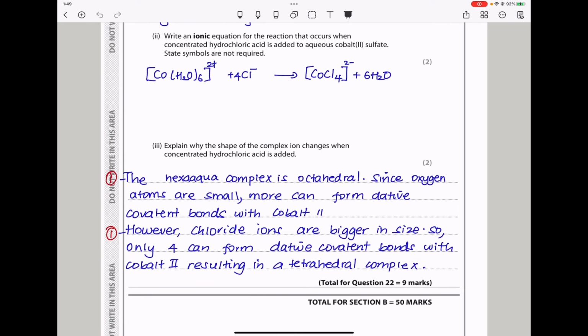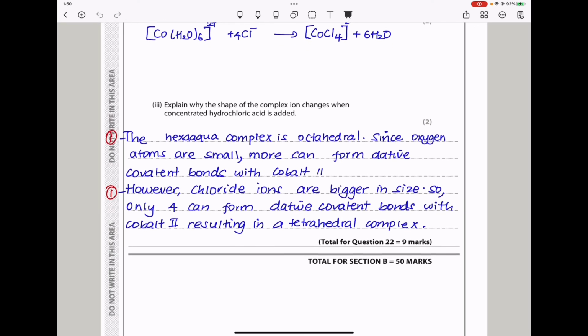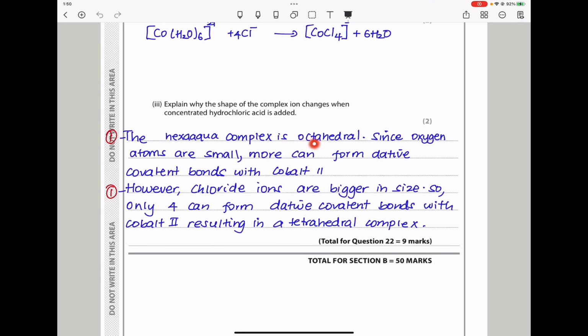Next they say, explain why the shape of the complex ion changes when concentrated hydrochloric acid is added. In the water ligand, the oxygen atom of water forms a dative covalent bond with a cobalt. Since oxygen atoms are smaller, 6 of them can surround the cobalt, but the chloride ligands are bigger, so only 4 can fit around the cobalt. So here I said, the hexa-aqua complex is octahedral. Since oxygen atoms are small, more can form dative covalent bonds with cobalt 2. However, chloride ions are bigger in size, so only 4 can form dative covalent bonds with cobalt 2, resulting in a tetrahedral complex.